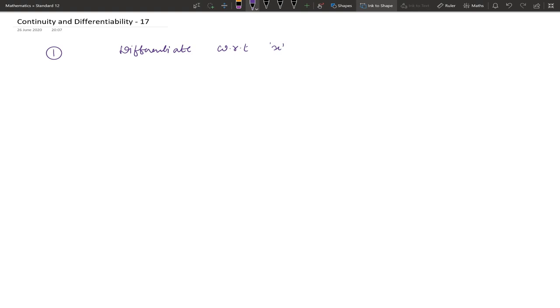First one, (3x² − 9x + 5) raised to 9. Power is 9. So we have to differentiate this with respect to x. Solution, it is very easy, you know.